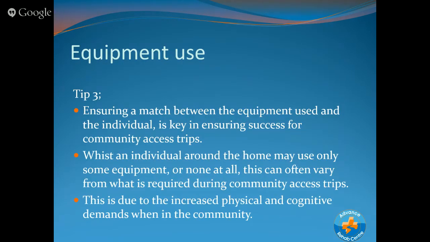Tip 3, equipment use. So what we like to do is ensure there's a match between the equipment used and the individual themselves. It's key in ensuring success for a community access trip. It's important to note that whilst an individual around the home may only use some equipment, or perhaps none at all, this can often vary from what is required during community access trips. As noted before, this can be due to the increased physical and cognitive demands when in the community, such as going for longer durations, traversing over rocky ground in a park, or getting on and off a bus.